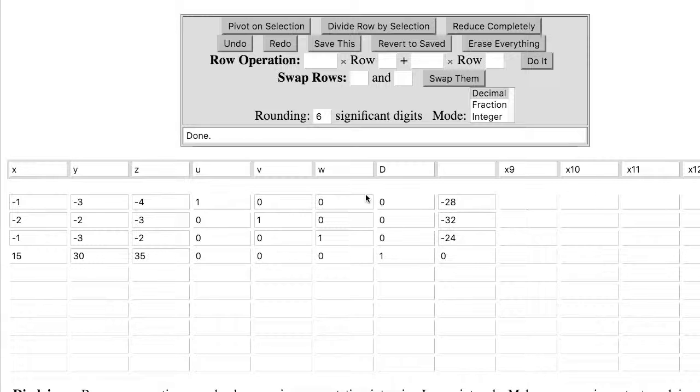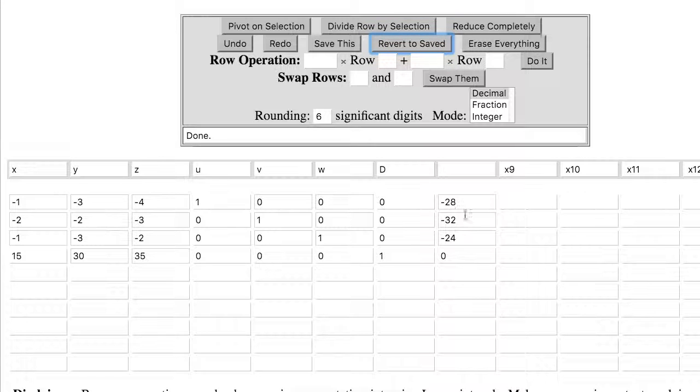Here is our initial simplex tableau based on those equations we were just looking at. Be absolutely certain that you know how to get to this tableau from those equations. That's critical to being able to use the simplex method. You can't use it if you can't get your initial simplex tableau set up correctly.